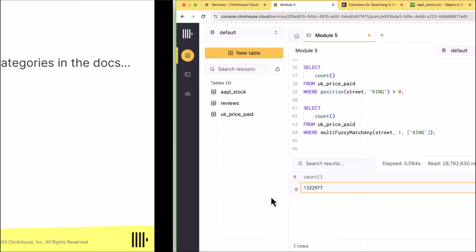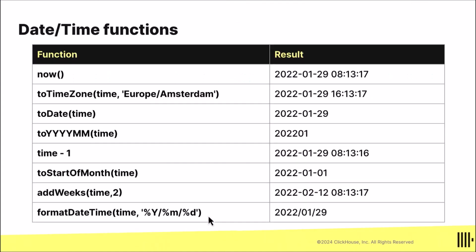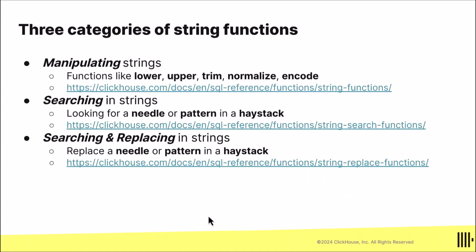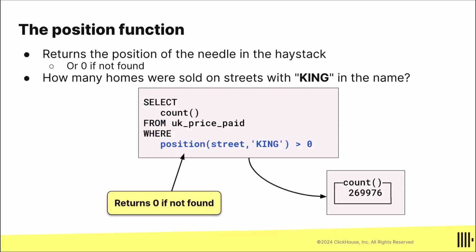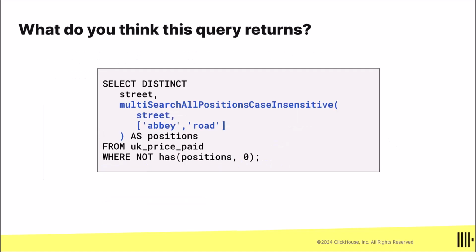I have a nice one on the slide. Let me go over here. Oh, I missed the date and time ones, but I'll come back to those because I want you to see some of those. The string ones, like I said, fit in different categories in the docs. Here was the king one that I did, and here was the fuzzy match with the king. This one's multi-search, all positions, case insensitive. It's a great function name. It's a super long function name, but it tells you everything you need to know about this thing.